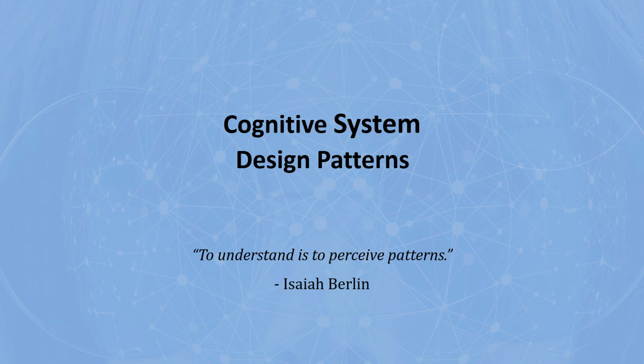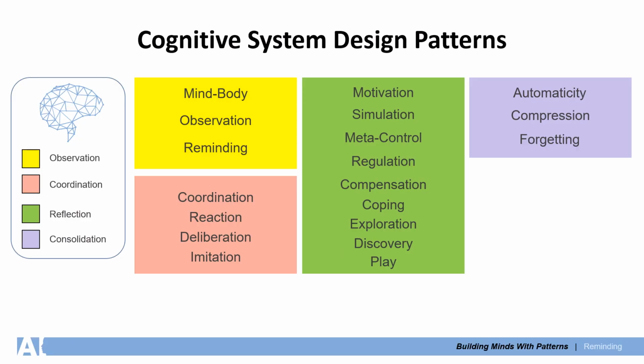What are cognitive system design patterns? Isaiah Berlin once said, "To understand is to perceive patterns." In building an artificial mind, it's helpful to start somewhere, and preferably not from scratch. There are a number of cognitive system design patterns which can be used to implement the required mind. Mapping requirements to design patterns can assist in defining the overall mind architecture. Some defined patterns are depicted below. This talk's focus will be the reminding pattern.